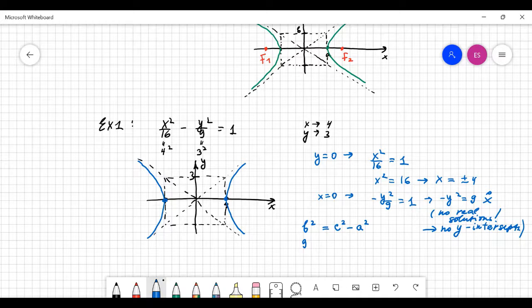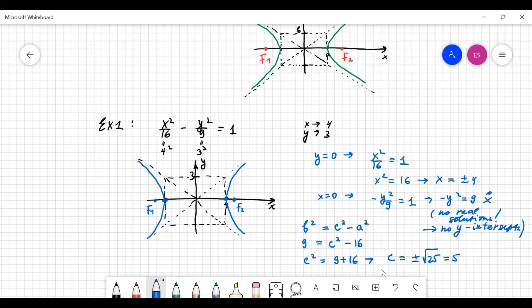So my b squared is 9, that's 3 squared, right? And my c is unknown, and my a squared is 16, that's 4 squared. So what is going to be my c squared? My c squared is 9 plus 16, or c equals plus or minus the square root of 25, or 5, right? Is it 25? Yes, 25. Okay, so the focal point over here, and the focal point over here. We're going to label focal point 1 and focal point 2.